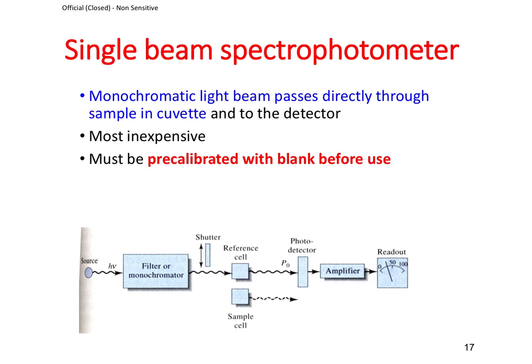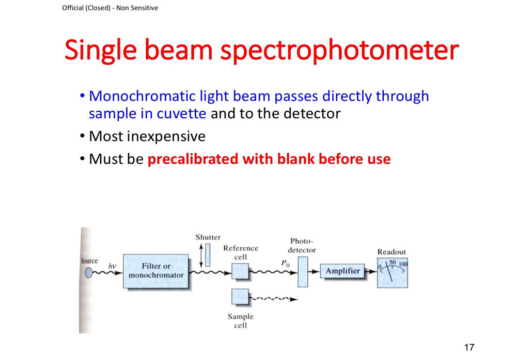So again, for a single beam spectrophotometer, the light beam that comes out from the monochromator will pass through only one cuvette, so that's the sample in the cuvette, and it will get detected by the detector. Since it has less components, this will be a lot less expensive compared to a double beam spectrophotometer.